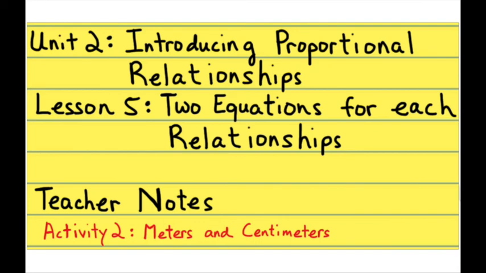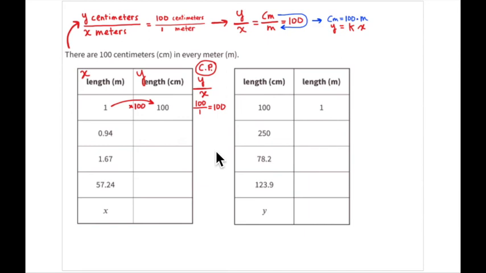So activity 2. The first part of this activity is going from meters to centimeters. If you have y centimeters over x meters, we're going to label the column on the left x, the column on the right y, and the constant of proportionality is going to be y divided by x, or y over x. And so there are 100 centimeters per meter. The y value is centimeters, on the right side, and the x value is meters, on the left side. So y over x is 100 centimeters per 1 meter.